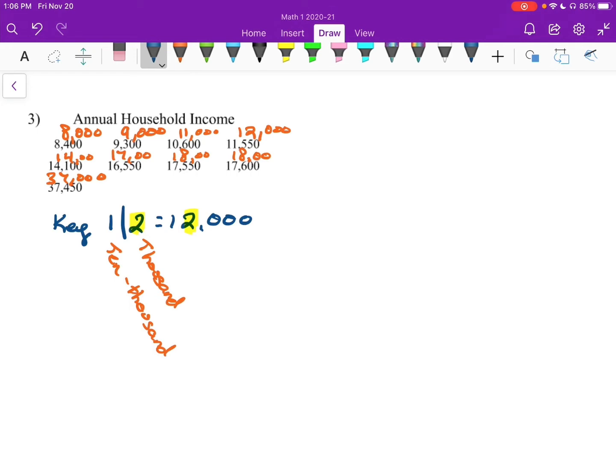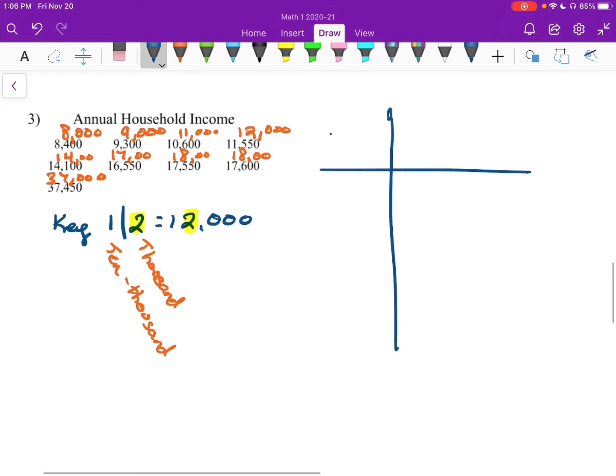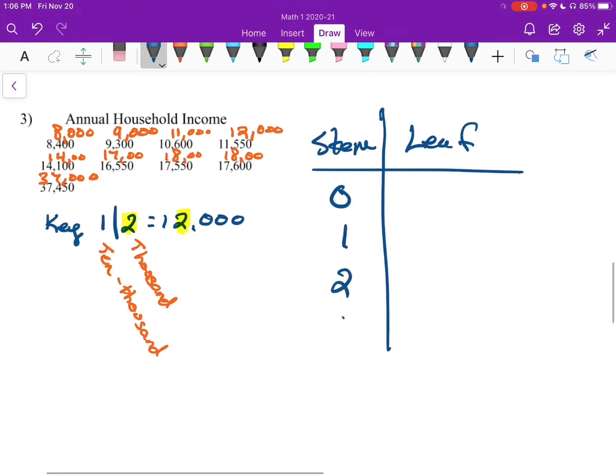Now that we have our data, we can look at our stem and leaf chart. So we want to look at how many 10,000s we start off with. Well, 8,000 is less than 10,000, so we start off with 0. And then we end up with 37,000, so with a 3. So 0, 1, 2, 3.